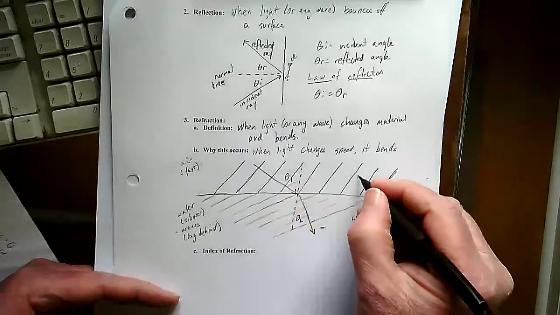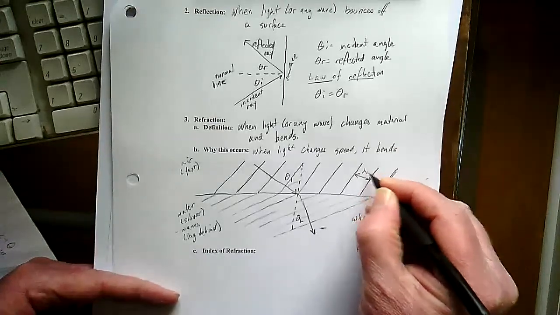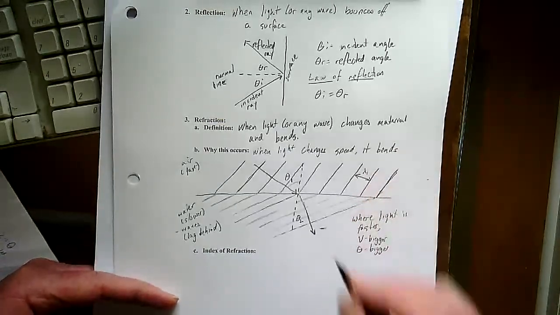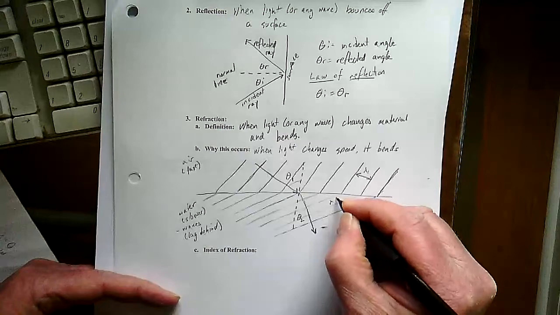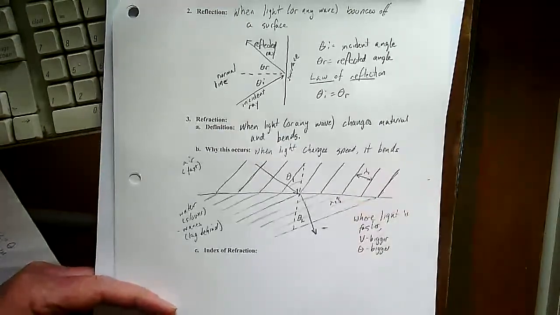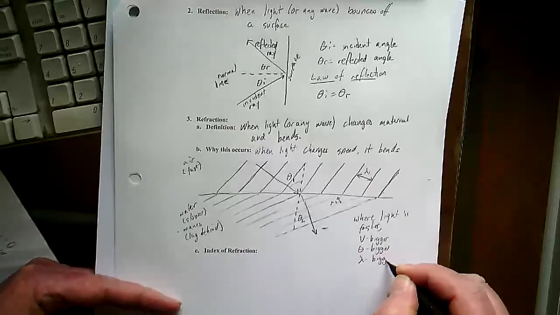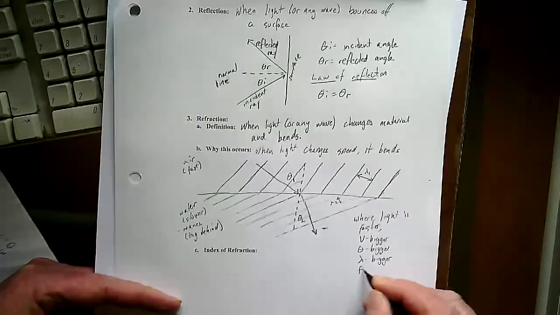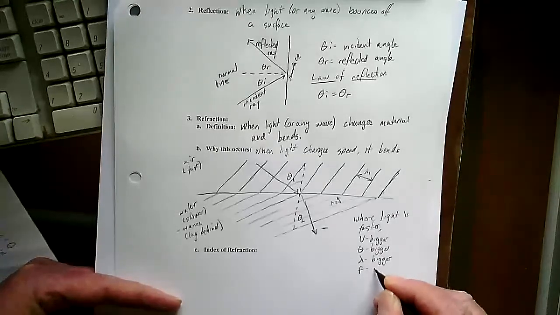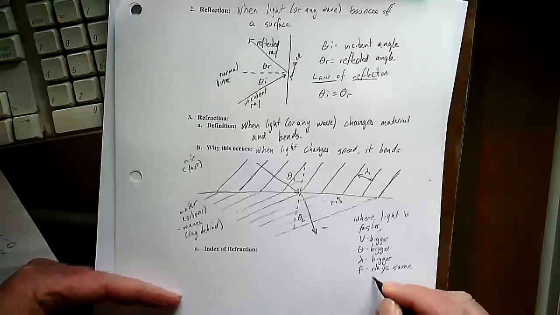And we can tell one other thing too. The crest to crest distance is a wavelength. So this is the wavelength in the air, and this is the wavelength in the water. So the wavelength is bigger in the air. And the one thing that we need to know is that the frequency stays the same when changing materials.